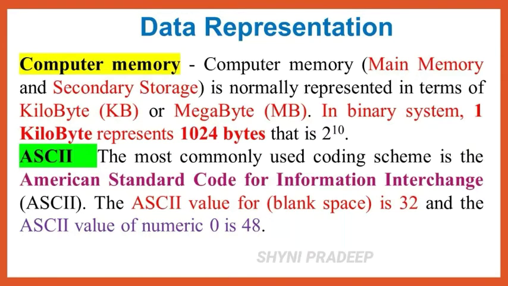And what do you mean by ASCII? ASCII stands for American Standard Code for Information Interchange. ASCII value for blank space is 32. ASCII value of numeric 0 is 48. ASCII values for lowercase alphabets is 97 to 122. And ASCII values for uppercase alphabets is 65 to 90.